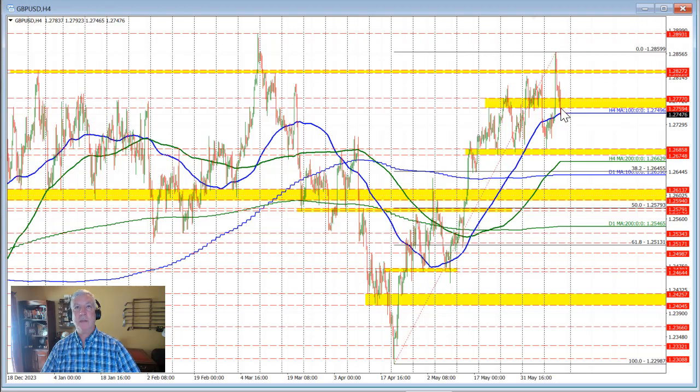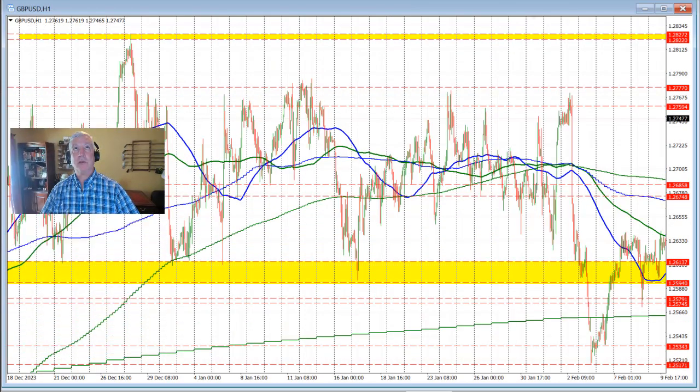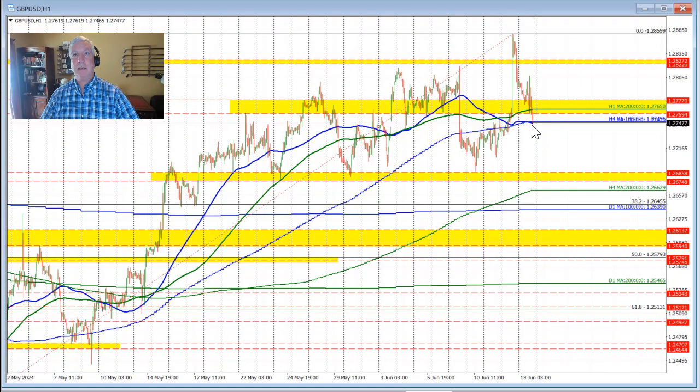Now, that move to the downside has taken the price down to this blue line, which represents the 100 bar moving average on the 4-hour chart. Now I'm going to shift back to the hourly chart because there's another moving average at that level, this smoother blue line right here. That's a 100-hour moving average. So not only is the 100 bar moving average on the 4-hour being tested, but the 100-hour moving average is being tested near the same level, near the 1.2749 level. So that's going to be a key barometer for both buyers and sellers of the price.